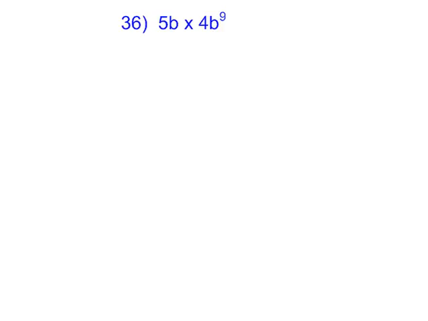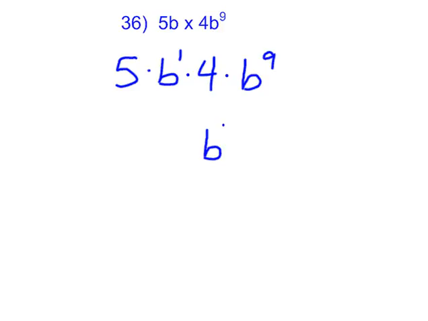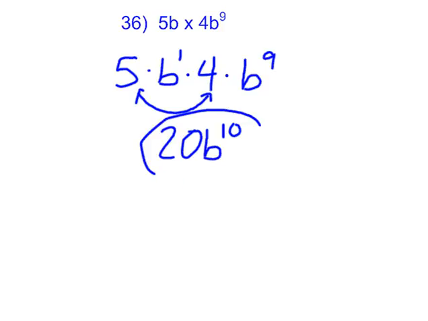For 36, once again, we're going to break this apart. This is 5 times b times 4 times b to the 9th. So let's look at our b's first. This b, we're going to put a b to the 1st power. And so b to the 1st times b to the 9th would give us b to the 10th. And then we can multiply 4 times 5, which gives us 20. 20b to the 10th power.